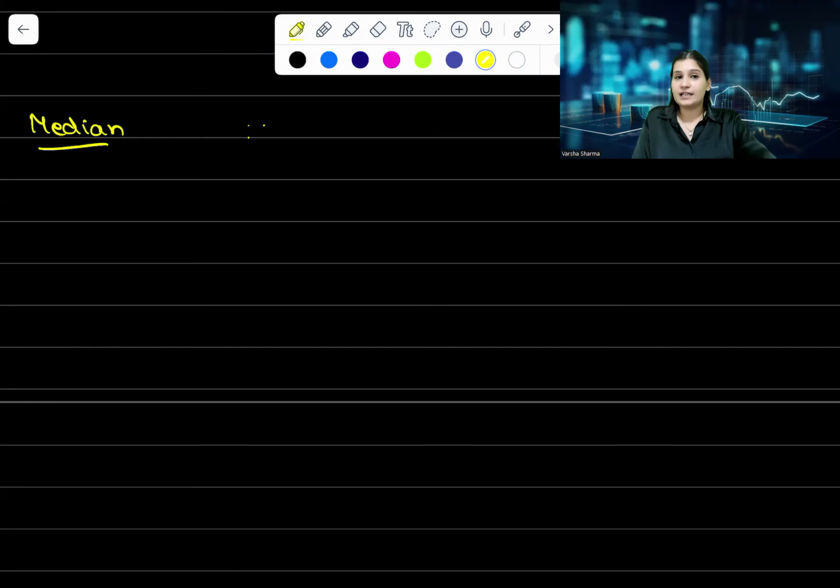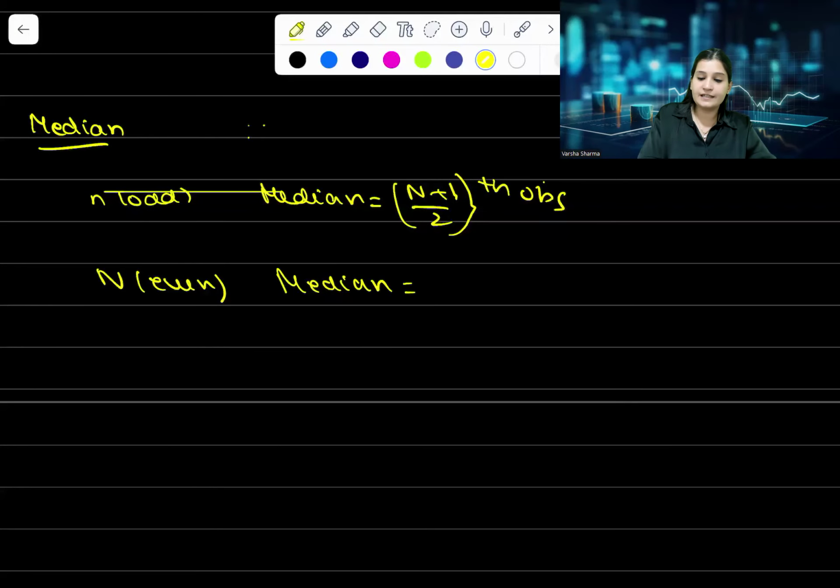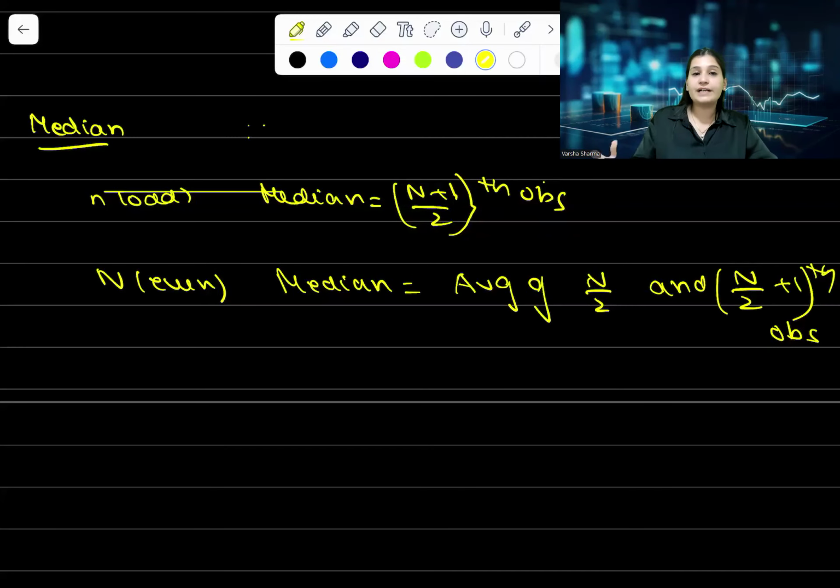So we first arrange the data. Once you've arranged the data, we find the middlemost value. If n is odd, then median is the (n plus 1) by 2th observation. If n is even, then median is the average of the n by 2 and n by 2 plus 1th observations. Both for individual and discrete, we use this formula.